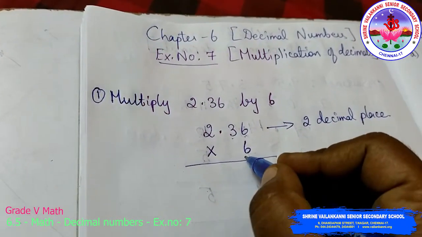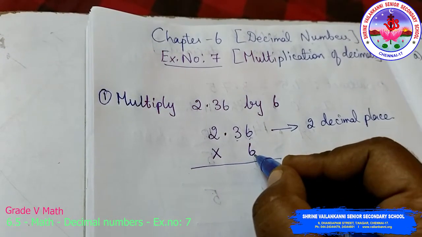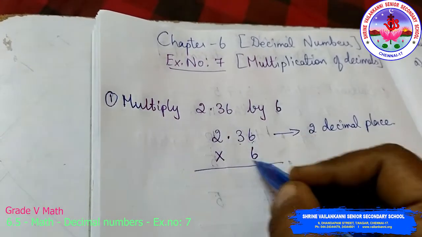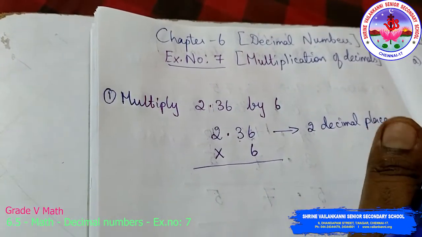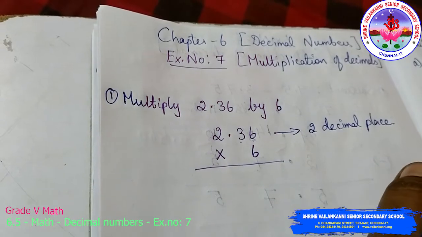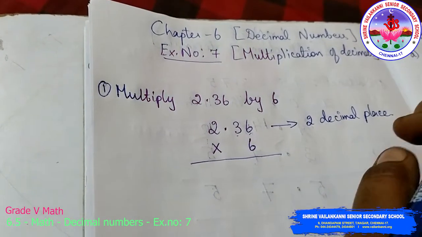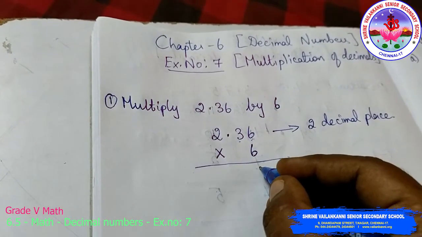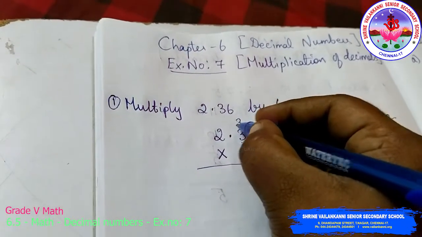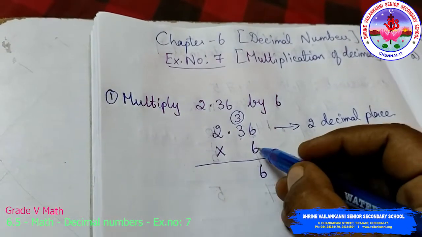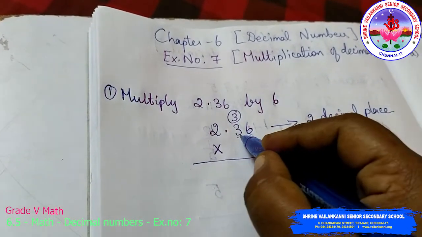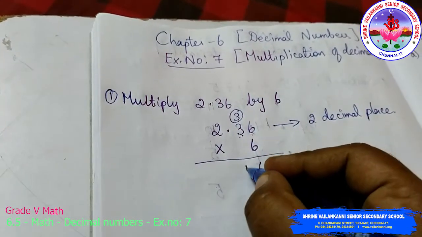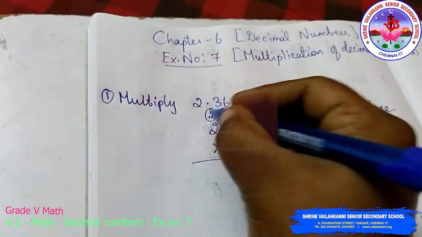Here 6 is a whole number. We don't have a decimal here. So only 2 decimal places altogether we have. So just forget about the decimal. You are going to do first only the normal multiplication. 6 sixes are 36. So 6 you will write here and 3 you will carry. 6 threes are 18. 18 plus 3, 21. So 1 here, 2 carry forward.